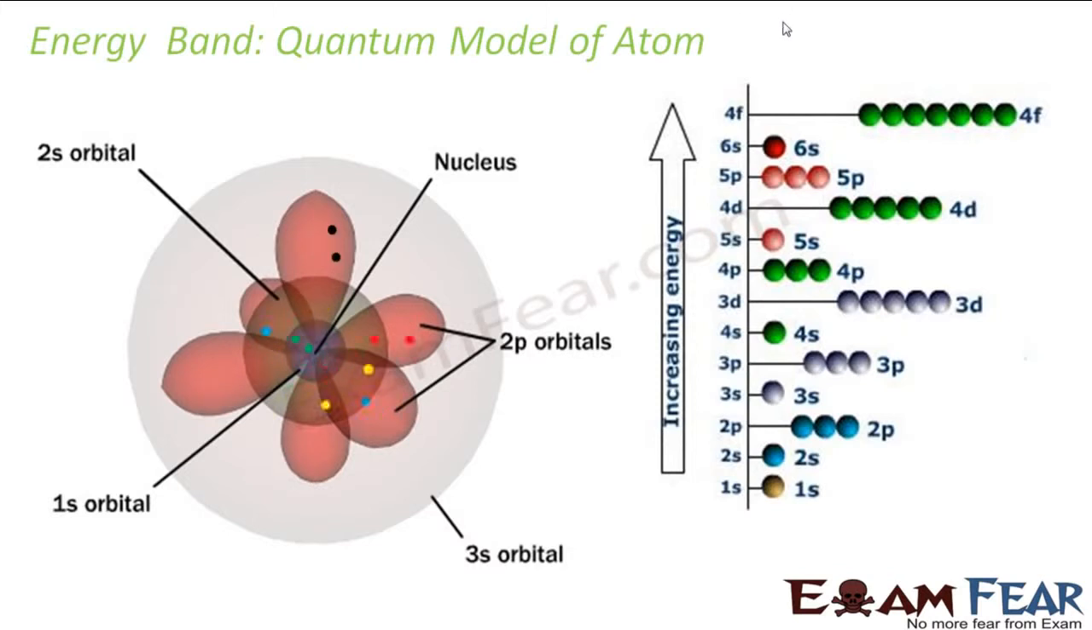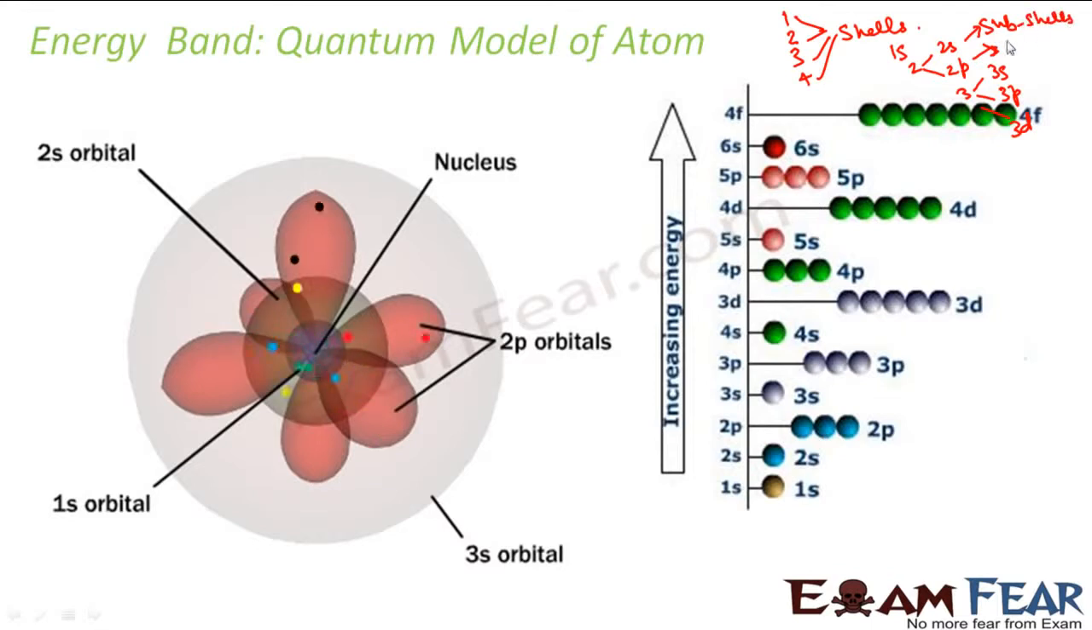So when I talk about 1s, 2s, 3s, 4s, what are these? The 1, 2, 3, 4 are nothing but the shells, right? When I say 1s, and then in 2 we have 2s, 2p, in 3 we have 3s, 3p, 3d, what are these s, p, d? These are nothing but the subshells. So inside the shell you have subshells.